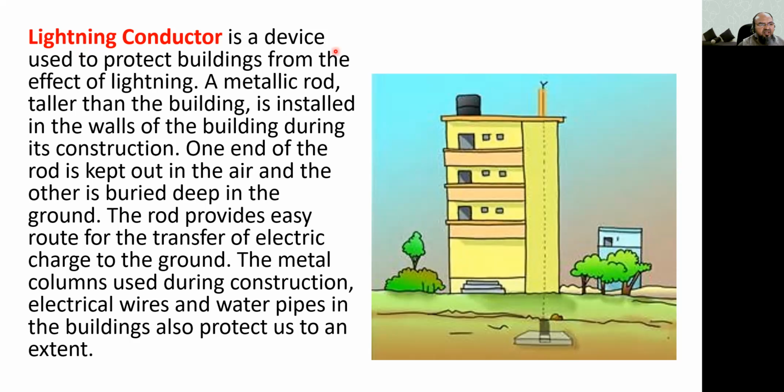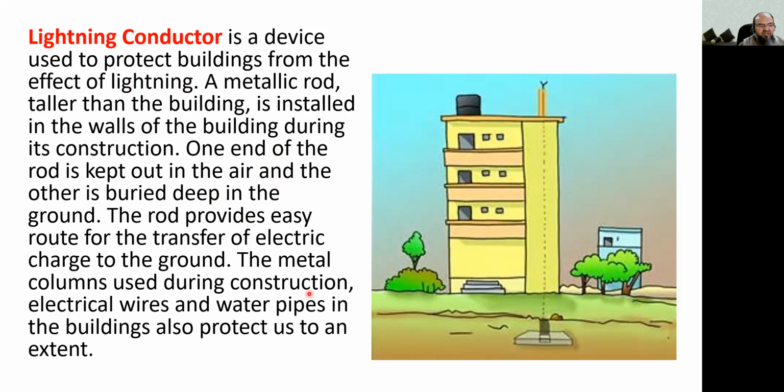So a lightning conductor is a device used to protect buildings from the effect of lightning. A metallic rod taller than the building is installed in the walls of the building during its construction. One end of the rod is kept out in the air and the other is buried deep in the ground. The rod provides an easy route for the transfer of electric charge to the ground.